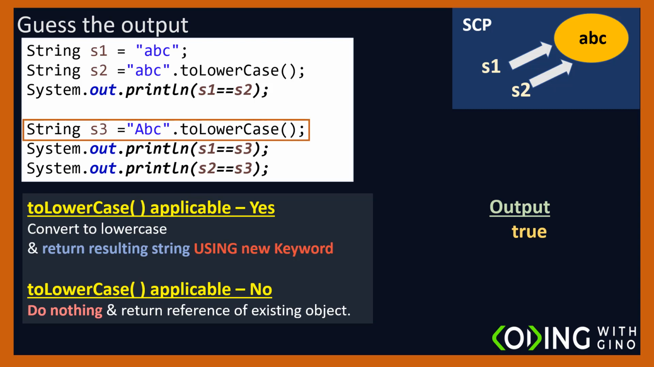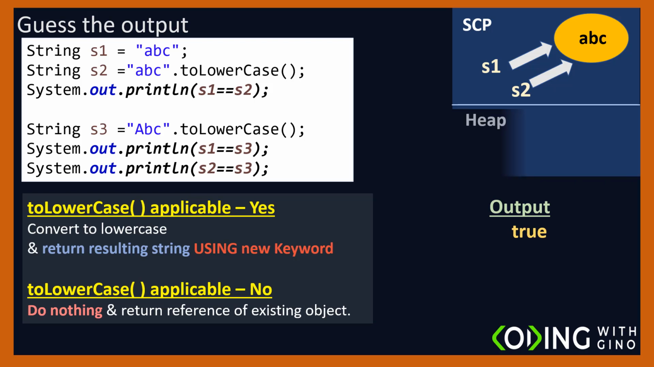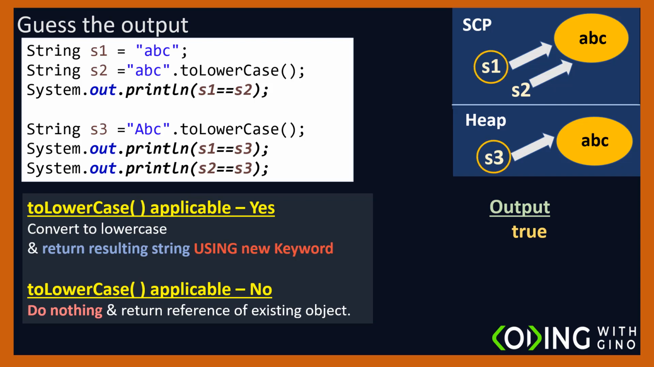Then for S3, the A of literal "Abc" is not in lowercase. So, toLowerCase is applicable here. Java converts this A to lowercase and returns the resulting string using new keyword. So, this object hence is on heap. As this result is stored in S3, S3 points to this object. Now, are S1 and S3 pointing to the same object? No. What about S2 and S3? No. So, output for the other two SOPLN statements is false. Okay?